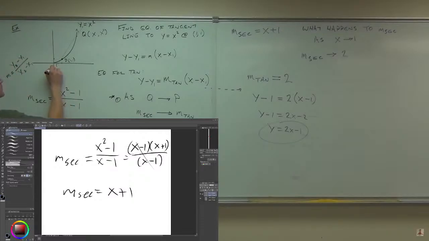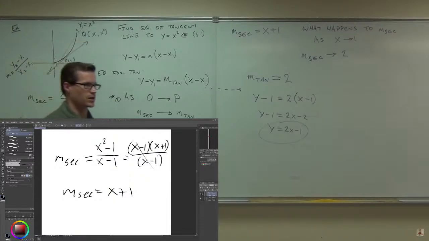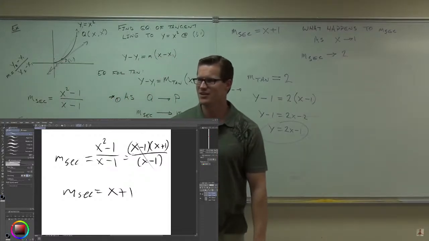You can actually graph it. Here's minus 1, it crosses there. You go up 2, over 1. That's the point. And if I graph it, it intersects at only one spot. That's it. That's a tangent line. Isn't that awesome? Your mind should be blown.